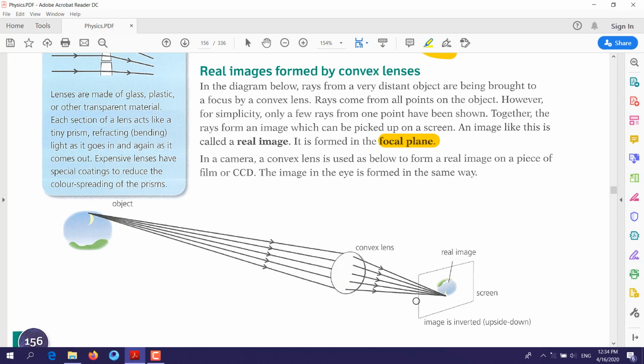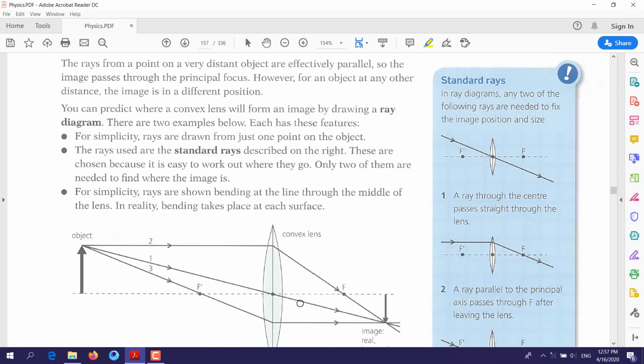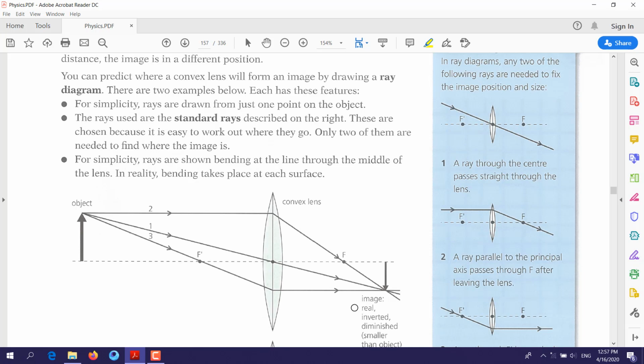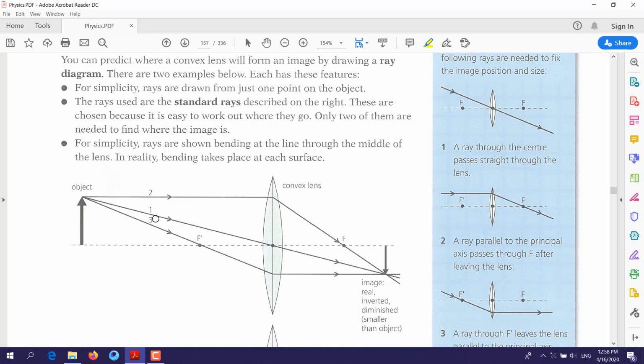This kind of image, we call a real image. Now, how do we determine the position of the image that is formed by a convex lens? Here we have 3 steps. By doing these three steps, you can determine where the image will be. Let's take a look at this diagram.